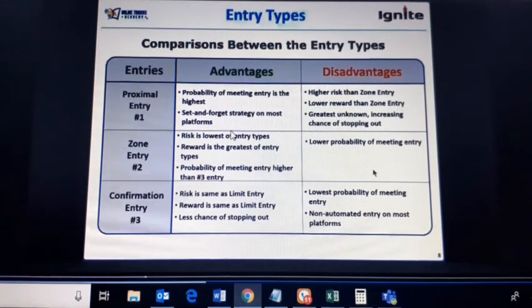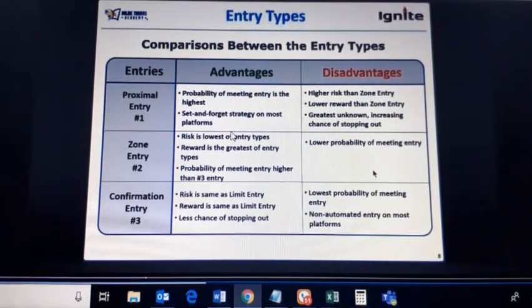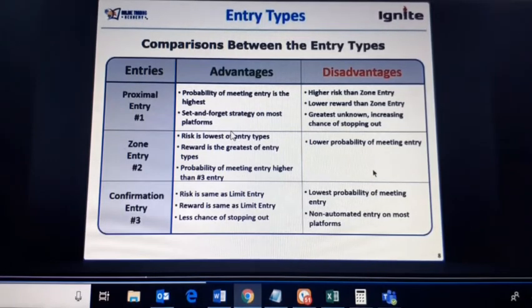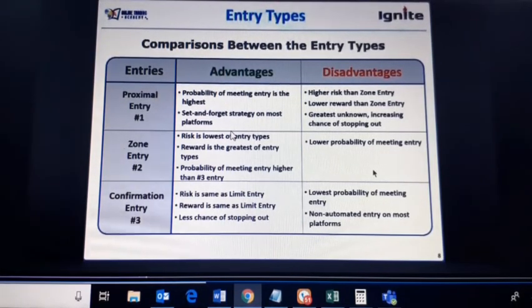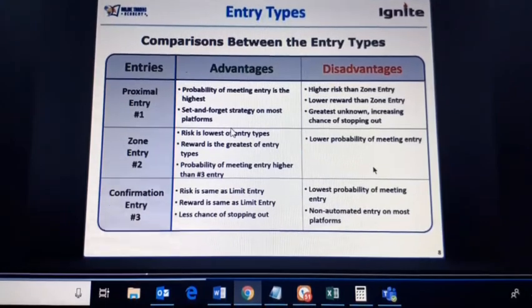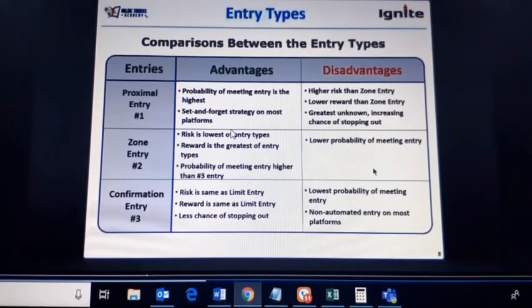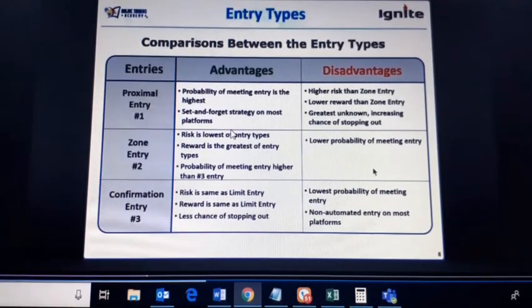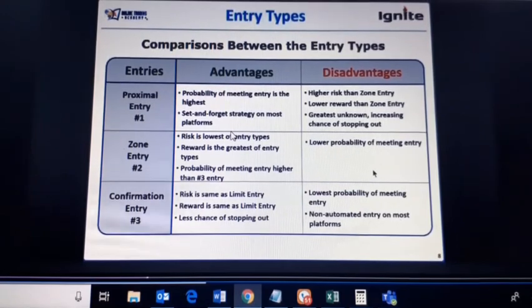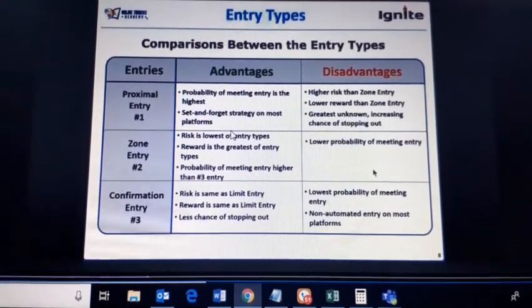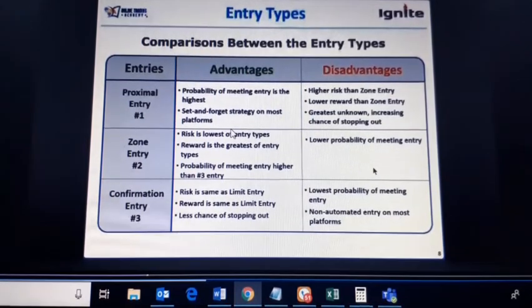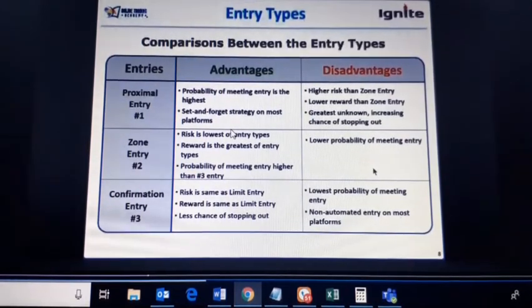Okay. Now, when to take a proximal entry, or when to take a confirmation entry or a zonal entry. So remember something, that the odds and answer score is 7. When the odds and answer score is 7 for a zone, you can take a proximal entry.